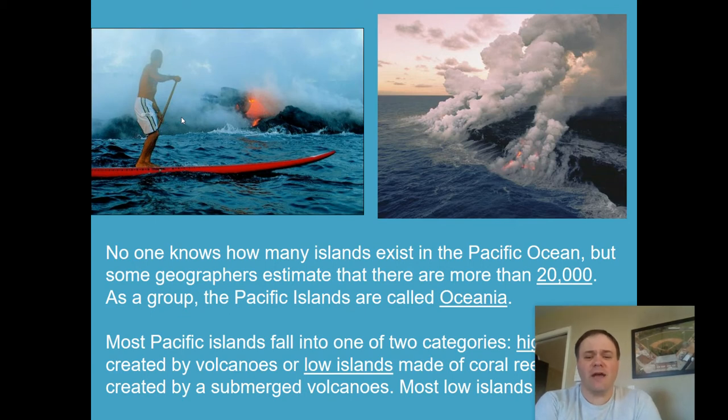Nobody knows for sure how many islands are out here. They think there's more than 20,000. I might have said a million on the last one, but more than 20,000. And these Pacific Islands make up Oceania.